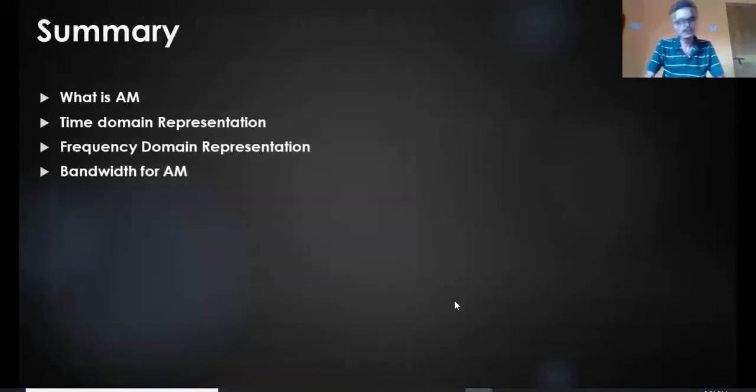Now, coming to the summary, what we discussed in this video is what AM is: changing the amplitude of the carrier signal proportional to the amplitude of the message signal. How to represent the equation in the time domain, how to represent it in the frequency domain both graphically as well as by using an equation, and then the bandwidth required for AM transmission. The standard is 10 kilohertz.